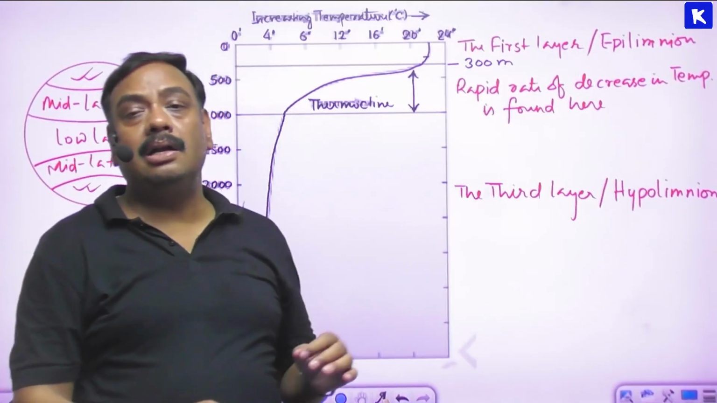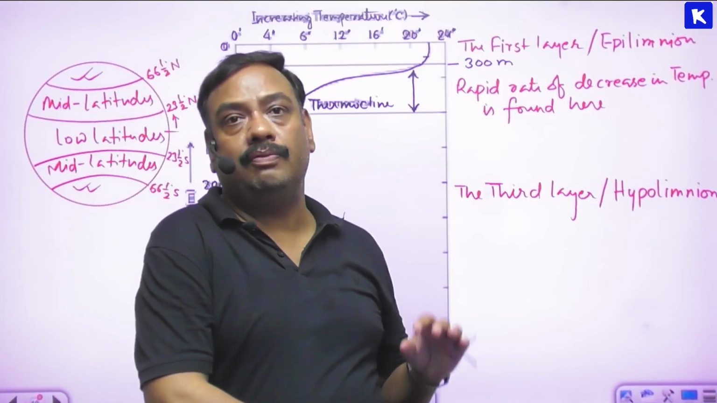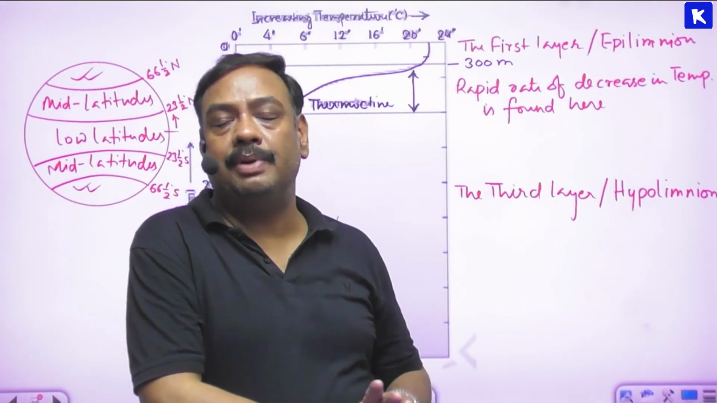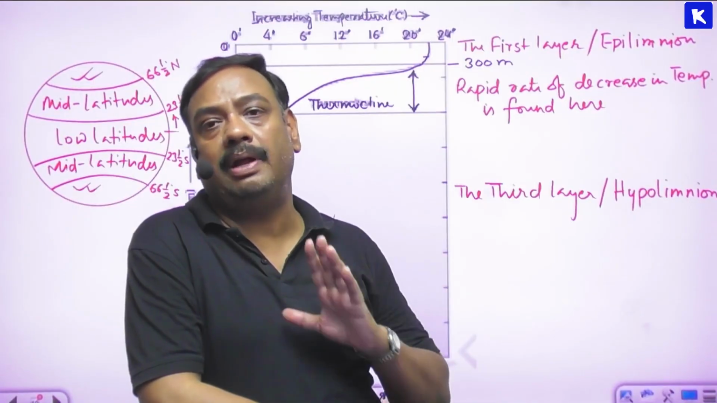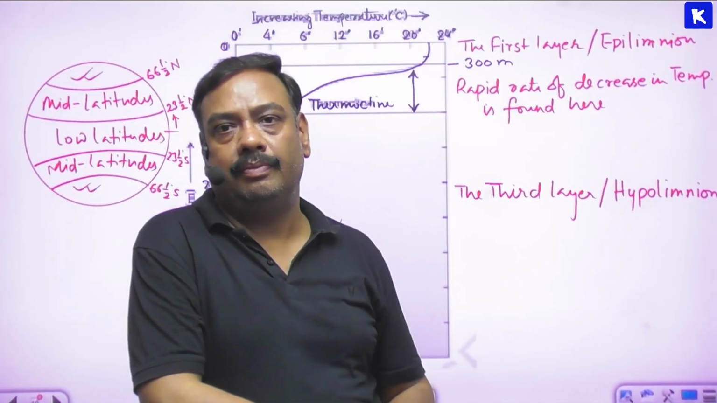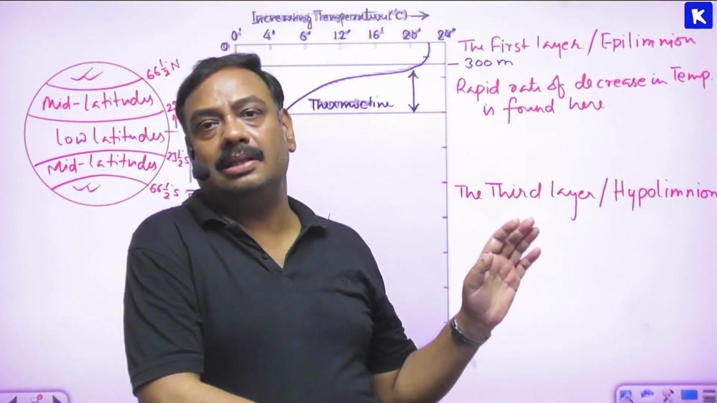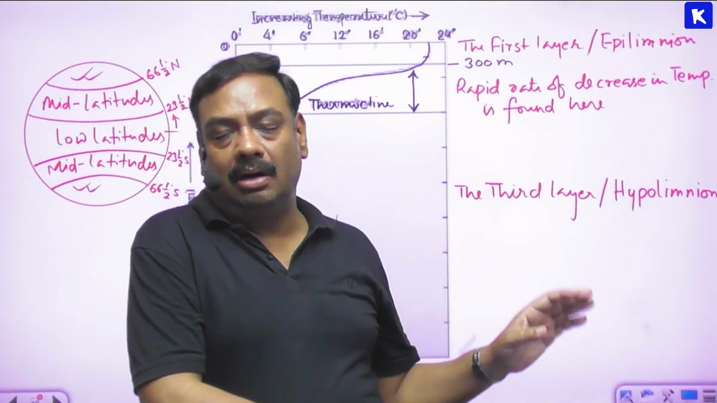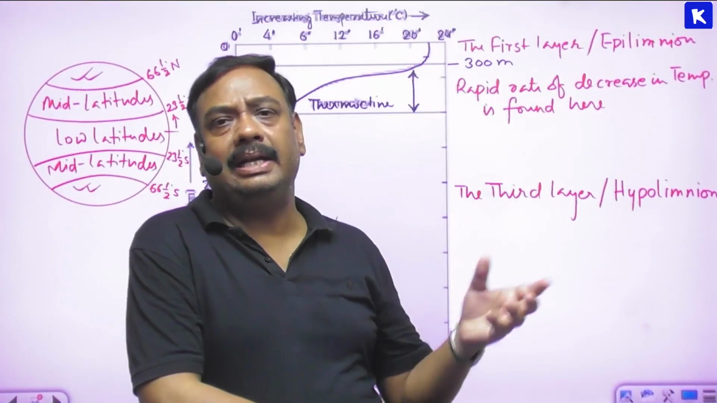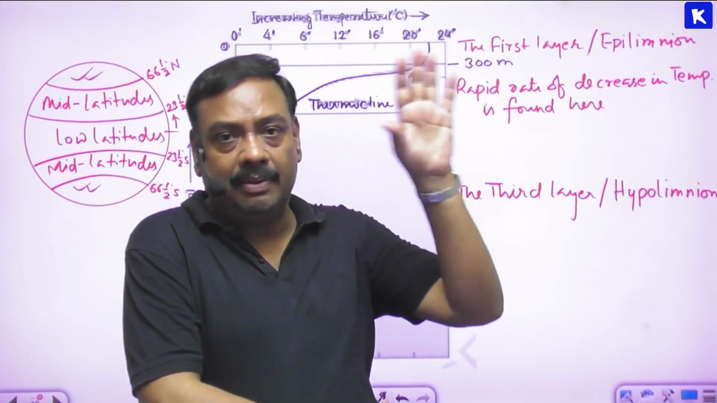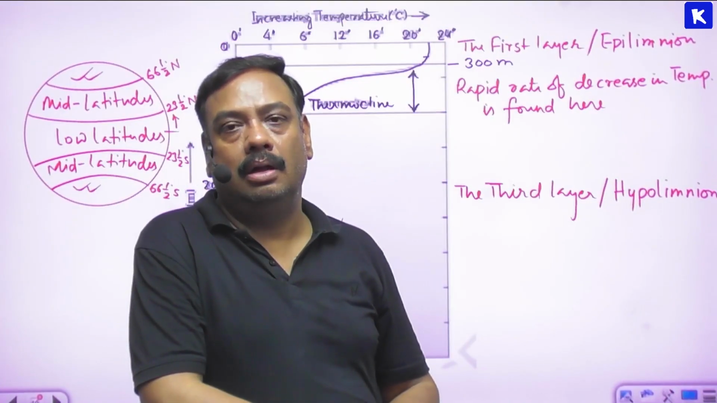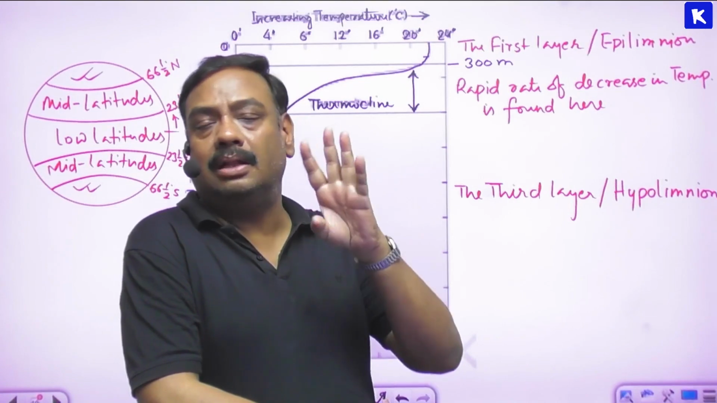So in the vertical distribution of temperature, what you have to remember, first of all, is the 3-layer system. The first layer, very slow rate of decrease of temperature. The thermocline layer, rapid rate of decrease of temperature. The third layer, insignificant rate of decrease of temperature. Among these three layers, the third layer, or the hypolimnion layer, shows almost constant or uniform temperature in the whole of the water. Right? So first thing, the 3-layer system.